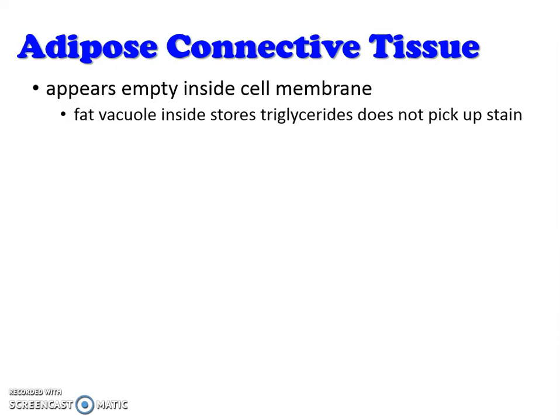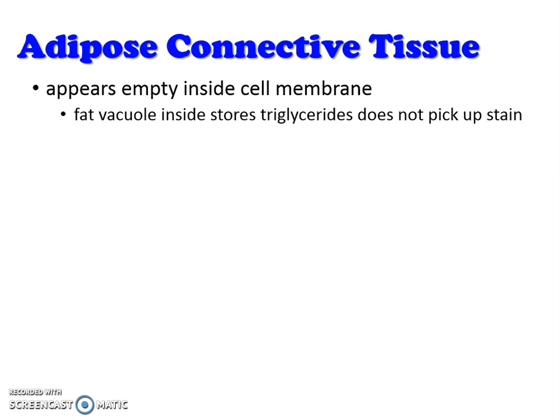Now, as you're looking at adipose connective tissue, it's going to seem a little odd at first. Kind of reminds me of a tissue that was eaten by moths. So you're going to see the cell membranes of these cells, and then the inside of the cells is going to look empty. Okay, it's going to look empty because most of the mass of the cell is going to be made up of a fat vacuole. This vacuole is going to store triglycerides, which we know are used for long-term energy storage.